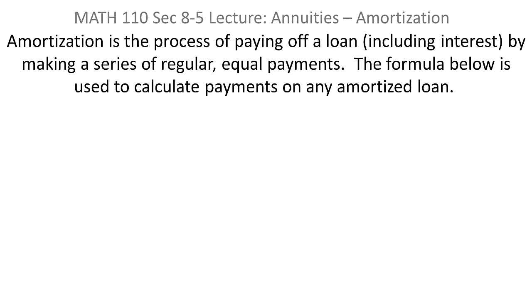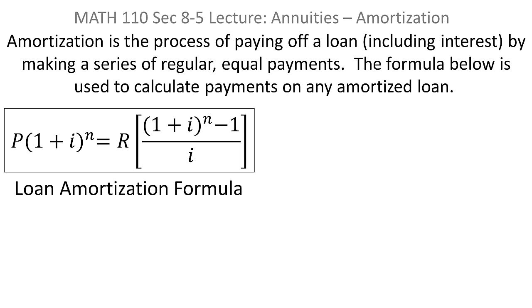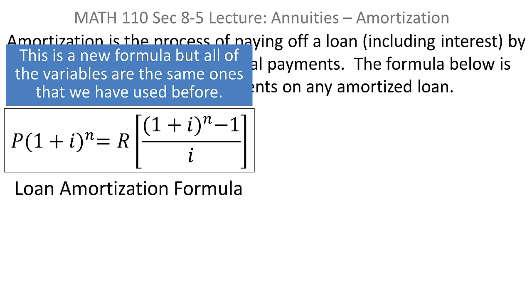Amortization is a process of paying off a loan that includes all accrued interest by making a series of regular and equal payments. This is a formula we will use to calculate monthly payments on a loan. Keep in mind that we know all the variables in this formula. It's a new formula, but we know all of the variables from earlier work.